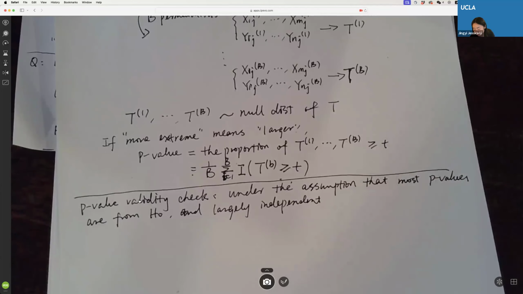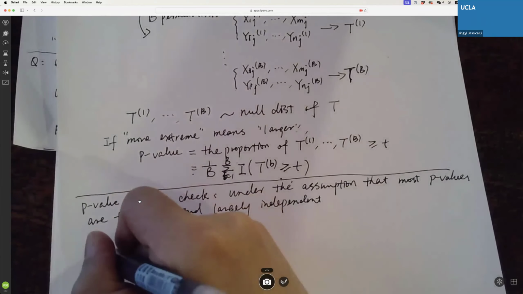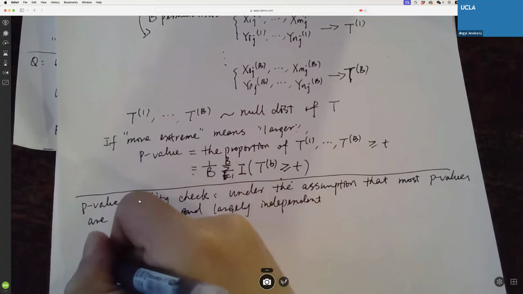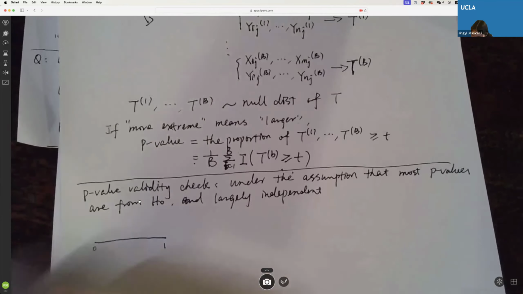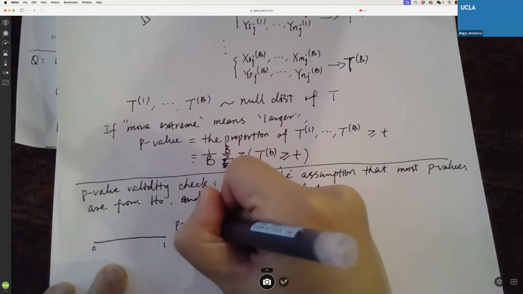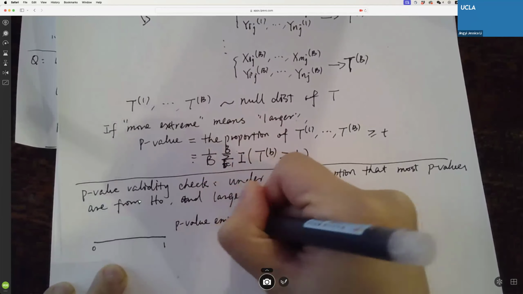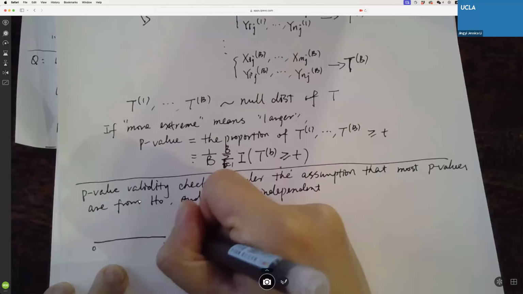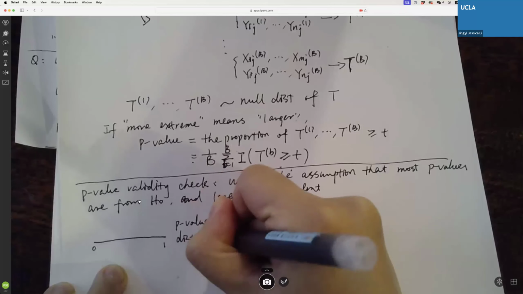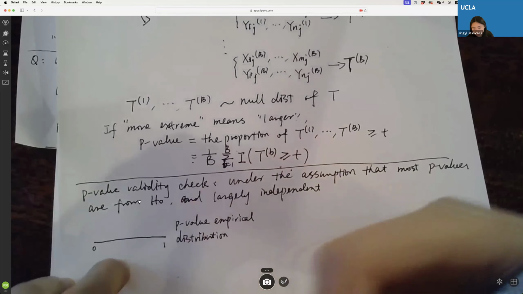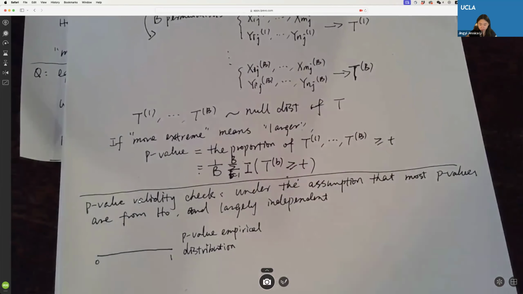And also, under the assumption that most p-values are from the null, you would expect that if I plot the p-value distribution on the 0 to 1 interval, what in statistics we call the empirical distribution, which means you're just plotting a distribution based on your empirically observed p-values. For the p-values of p genes, we pool them together into a histogram or density plot. You can do, for example, a histogram.